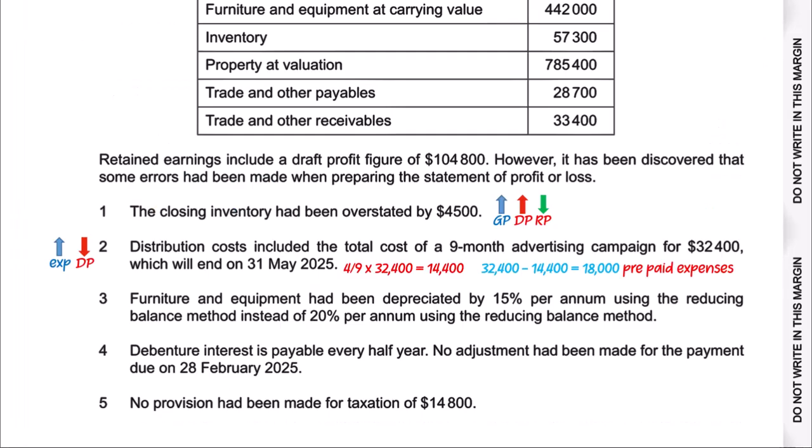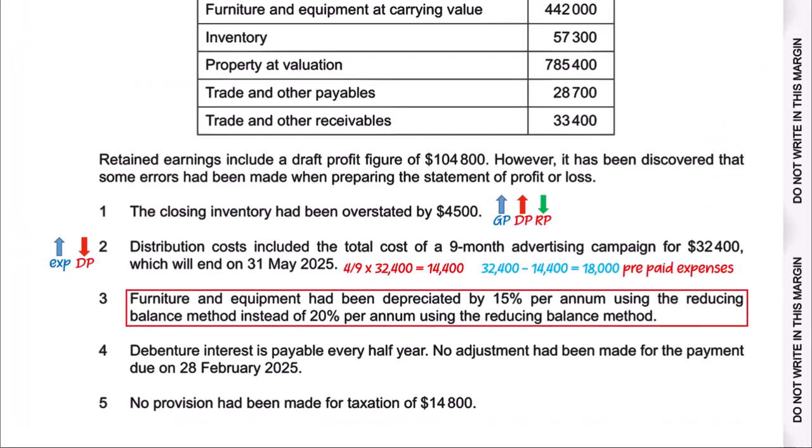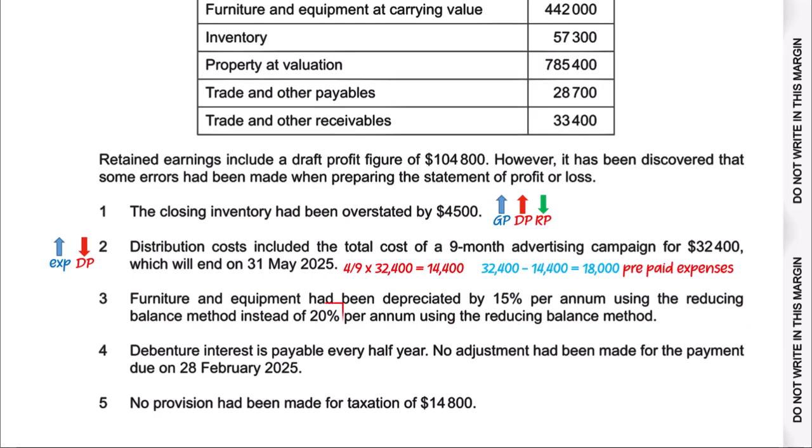Okay. Error number 3 is furniture and equipment had been depreciated by 15% per annum using the reducing balance method instead of 20% per annum using the reducing balance method. Well, this is a very simple matter. Instead of charging depreciation at 20%, only 15% was charged, meaning that less depreciation was charged. To correct this, we will charge an additional 5%.